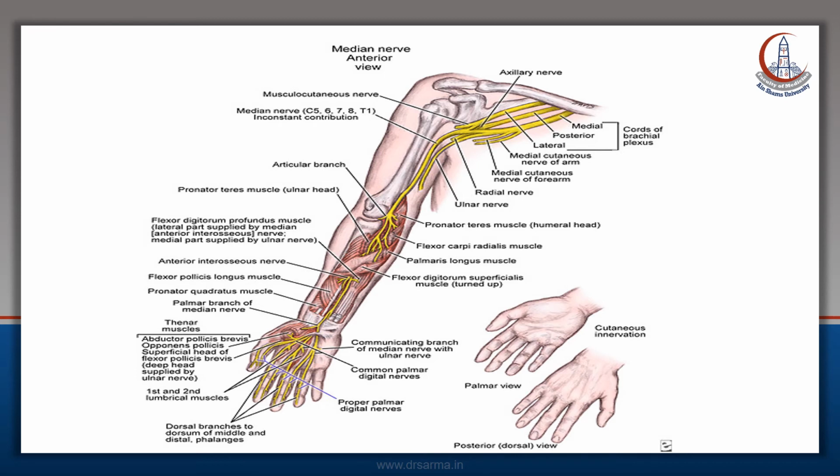After coming out pronator teres, it gives its main branch, which is the anterior interosseous nerve, which is pure motor nerve. It supplies only 3 muscles. These muscles are flexor pollicis longus, lateral half of flexor digitorum profundus, and pronator quadratus. Then it comes from under the flexor digitorum superficialis and enter below flexor retinaculum at the rest into carpal tunnel. Before entering the carpal tunnel, it gives its palmar cutaneous branch, which pass overlying the flexor retinaculum to supply thenar muscle.